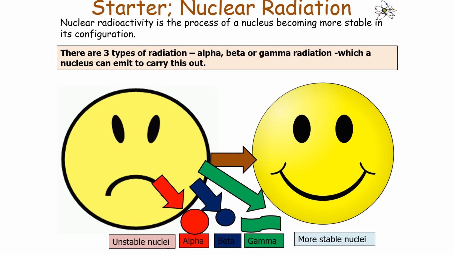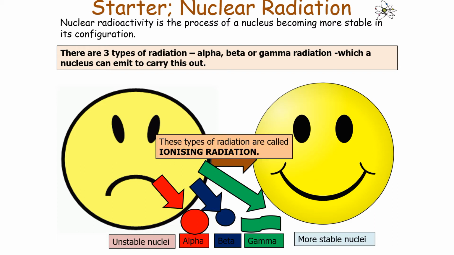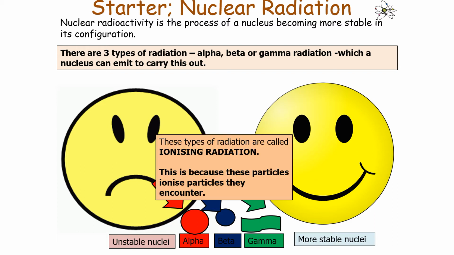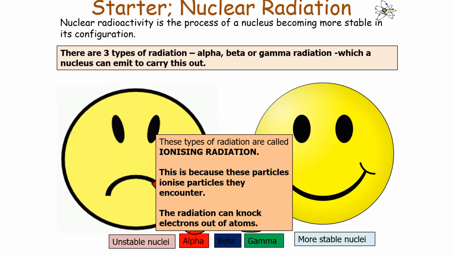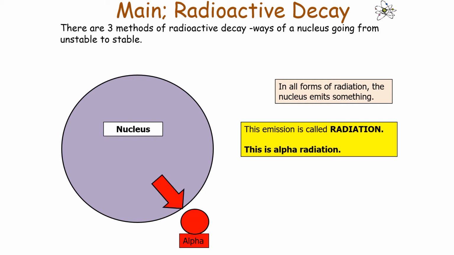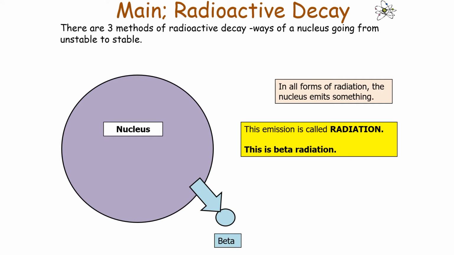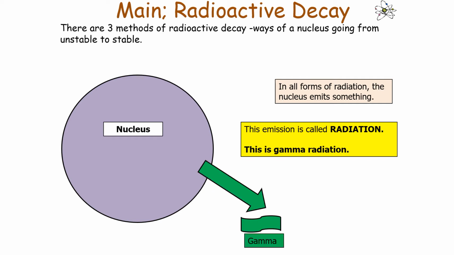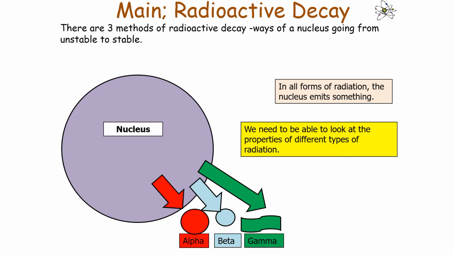Now we call these three types of radiation ionizing radiation, because the particles ionize particles that they encounter. The radiation can knock electrons out of atoms. So as we mentioned before, in all forms of radiation, the nucleus of the atom is emitting something, and this emission is called radiation. So you can have alpha radiation, beta radiation, and gamma radiation. Now we need to be able to look at the properties of the different types of radiation.